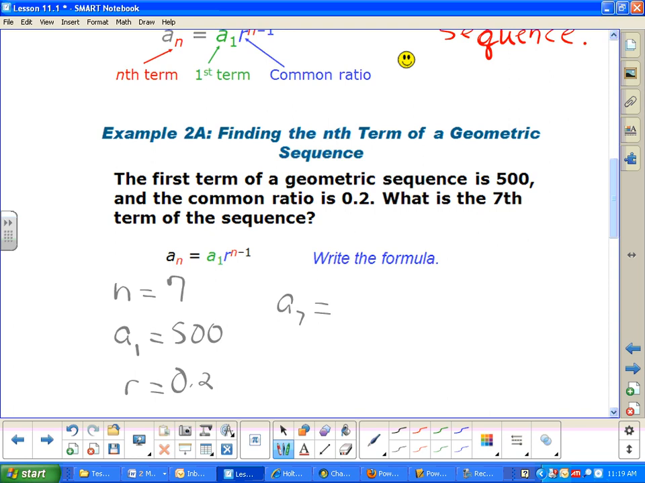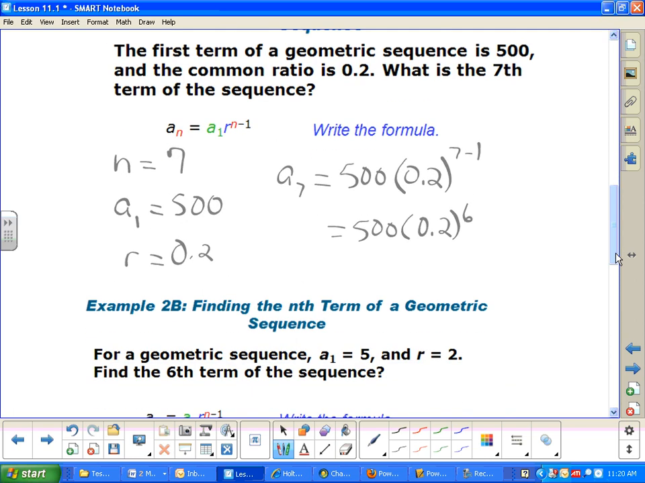a sub 1, which is 500, times r, which is 0.2, raised to the power of 7 minus 1. So we would do 500 times 0.2 raised to the power of 6. And if you had your calculator, it'd be very easy, wouldn't it?